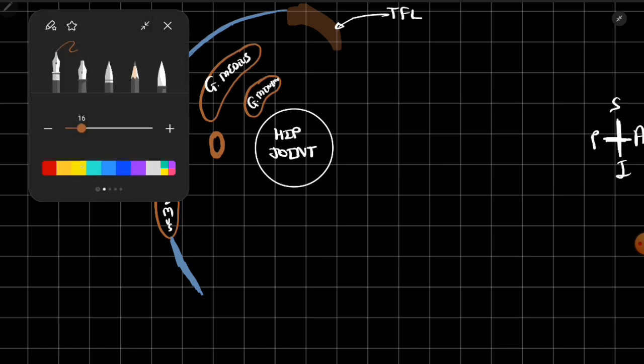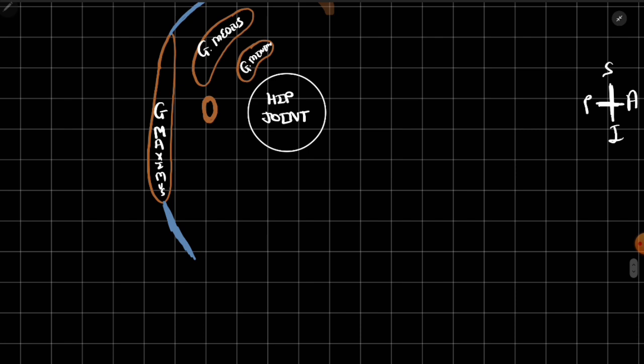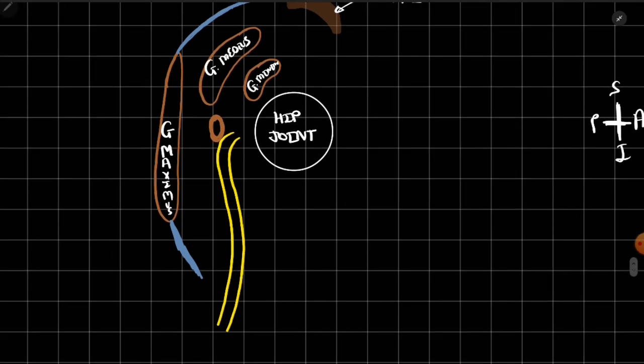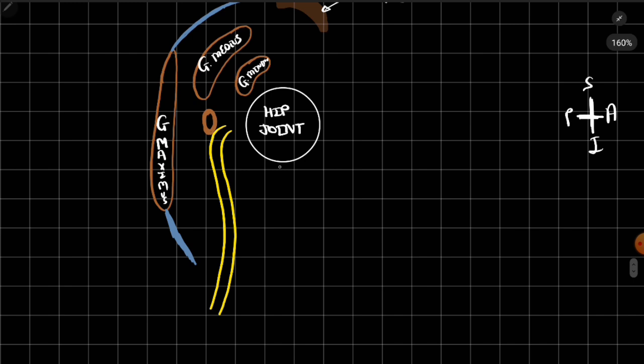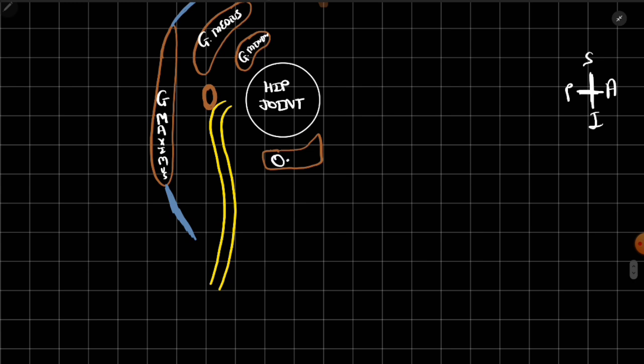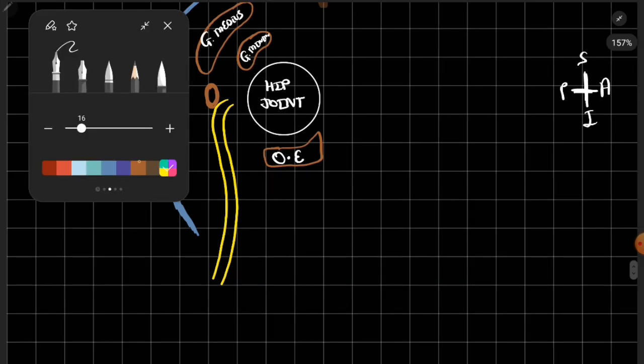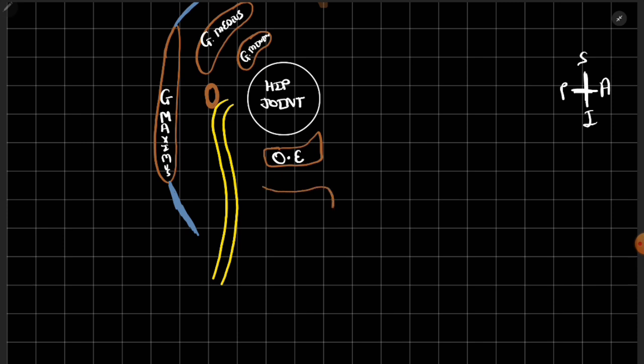So basically the sciatic nerve, let me trace the path of the sciatic nerve. The sciatic nerve basically comes like this, below the piriformis, and goes downwards. Okay, now one more important thing, the position of the obturator externus and the adductor magnus. So basically on the lateral aspect, the obturator externus will be situated like this, and the adductor magnus like this.